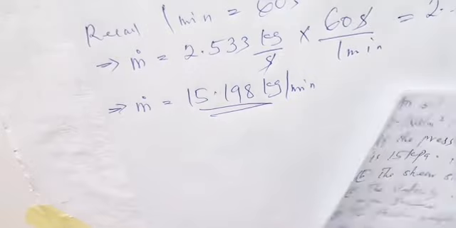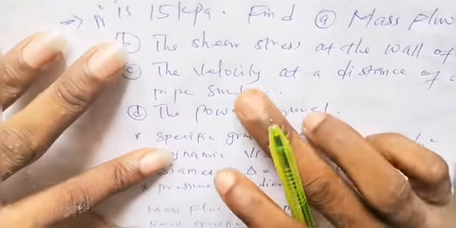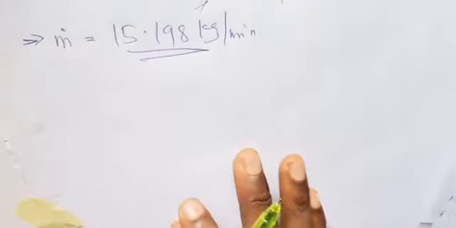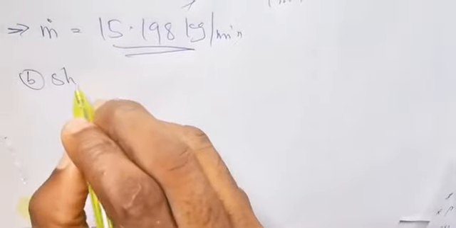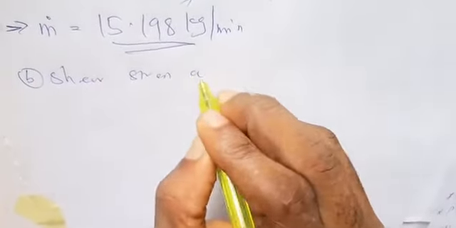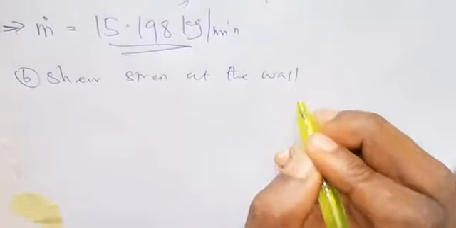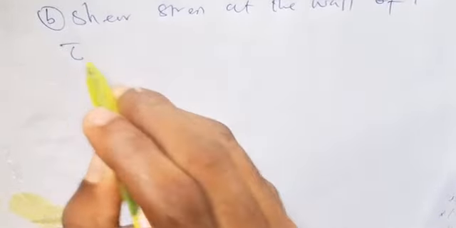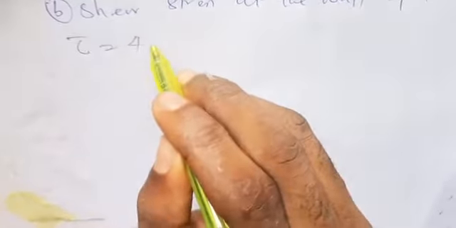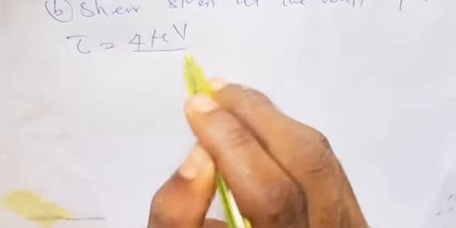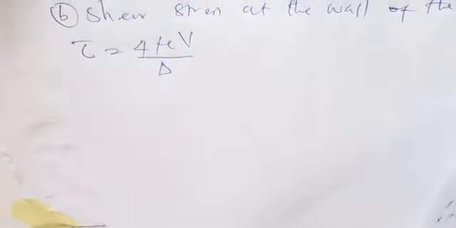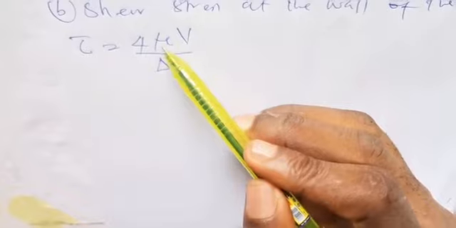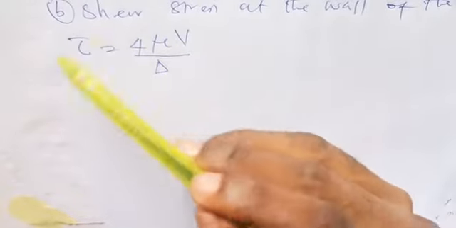Now the next question says we should calculate the shear stress at the wall of the pipe. Now to calculate the shear stress, part B, at the wall of the pipe, you simply use the equation tau is equal to 4 mu V all over D. So all we need to do is find V, which is the velocity. We know the diameter, of course. Mu stands for dynamic viscosity, we also know it, and this is what we're looking for, the shear stress.